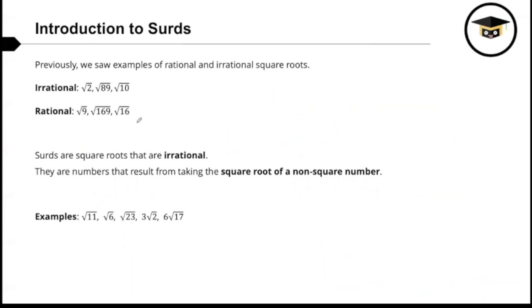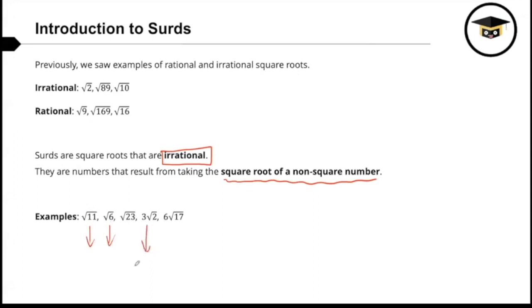So the definition of a surd is the square root of a number that is not a perfect square, and all surds are irrational, okay? So they are the numbers that result from taking the square root of a non-square number. I think this is a very nice way to think about it. So we have so many different examples. We have root 11, root 6, root 23, 3 root 2.